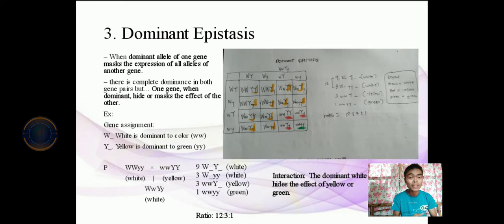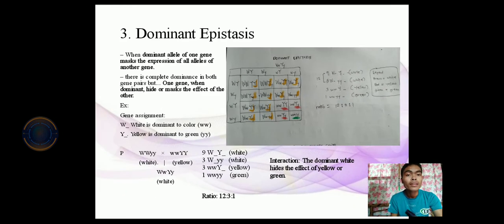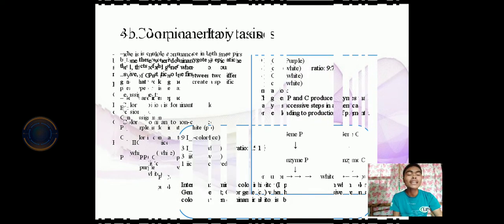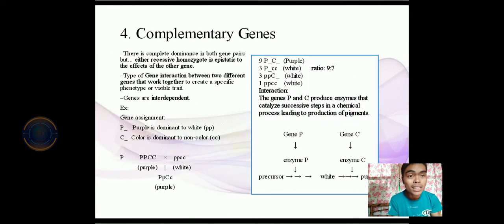Though yellow is also dominant, siya yung unang dominante. Now, we have three dominant W and homozygous recessive Y, kaya nagiging white. Basta, the concept there, when dominant, it hides or masks the other effect. Now, the three dominant epistasis is the same concept lang po siya sa dominant epistasis. When dominant, it has a capability to hide the other effects of other genes. That is dominant epistasis.